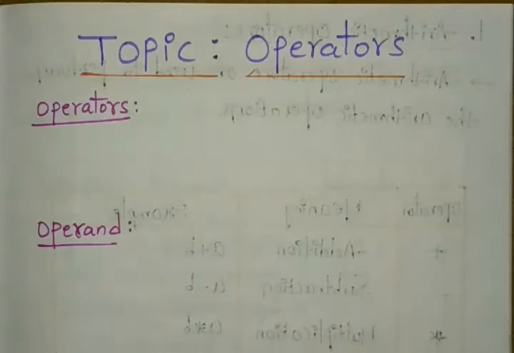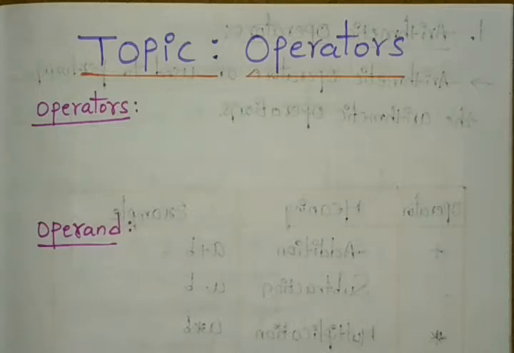Hello everyone. In this session we will discuss the operators topic. What is an operator? An operator is a single or double symbol that gives instructions to the compiler or interpreter to perform certain operations associated with the data items. Whatever instructions the user gives are performed by our compiler or interpreter.